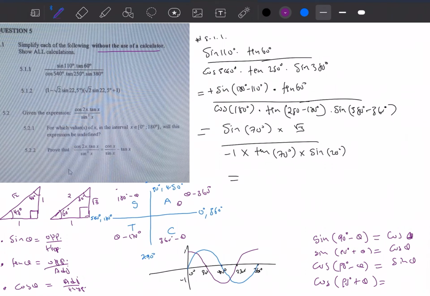Now, 90 plus theta. Where is that? Is it in the first, second, or third quadrant? It's in the second quadrant. Now, is cos negative or positive in the second quadrant? Only sine is positive in the second quadrant, so cos is negative in the second quadrant. So you write negative, and then you change cos to sine, so it's going to be negative sine theta. Voila.